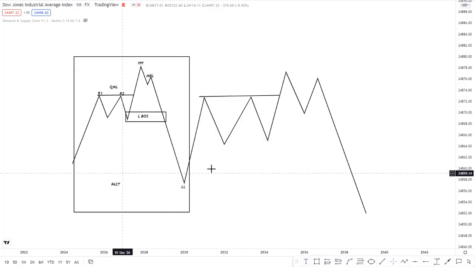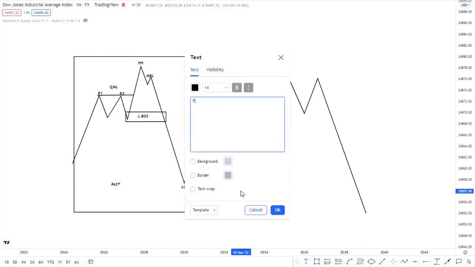So what do you want to find? You want to find the QML, low, higher high, a break of structure, and the lower low being formed, right? Once that happens, I just have to look for how the market is coming back to me. Once the market comes back to me, I have my entry, then I shoot. So after the past is complete, we're going to look at the progress.